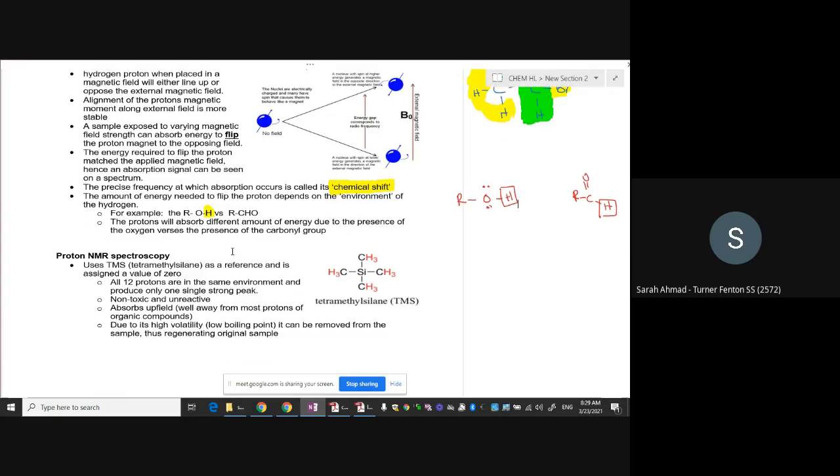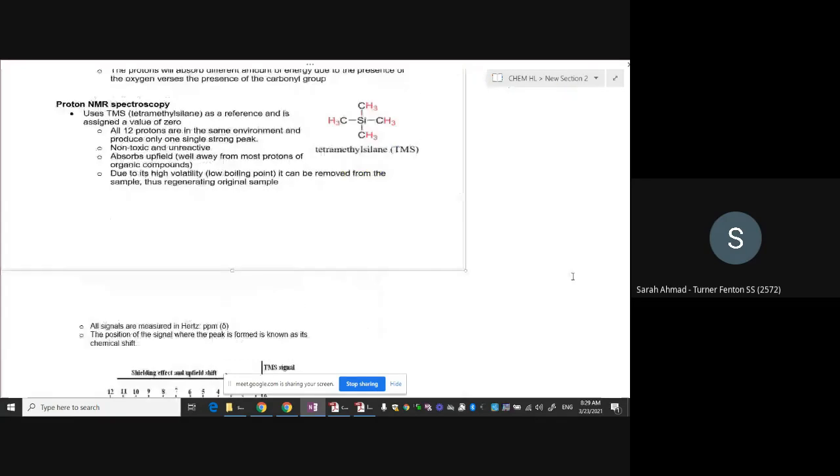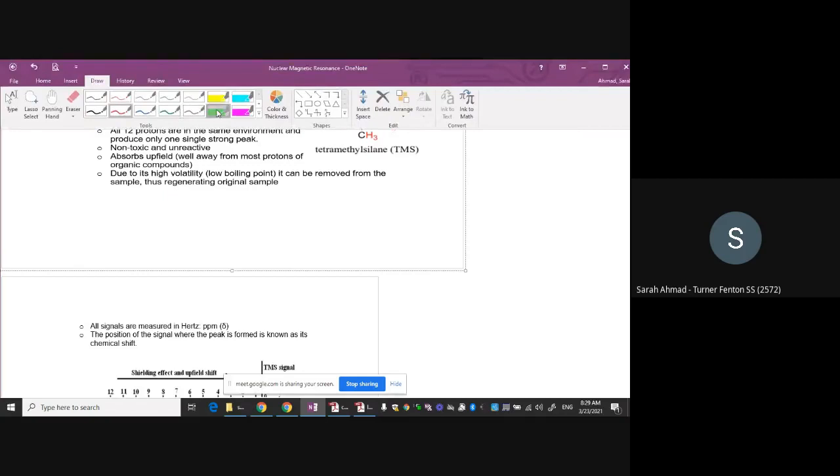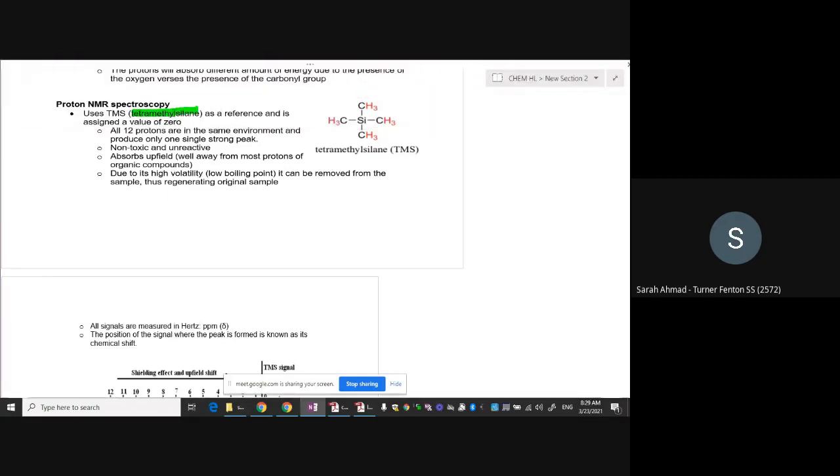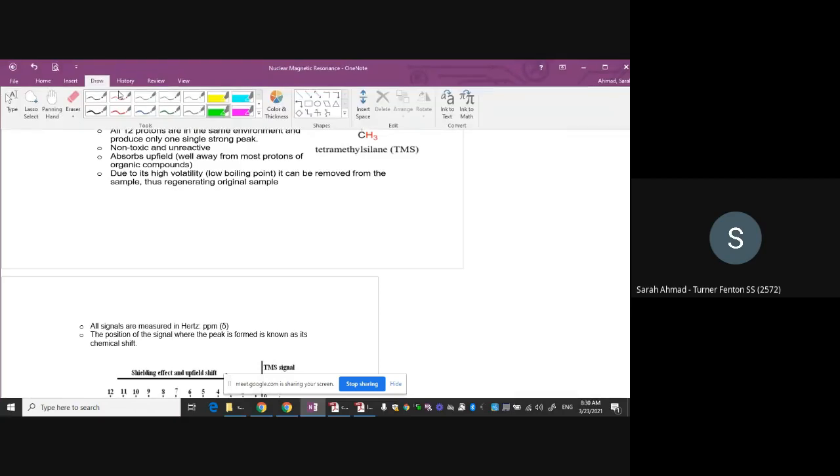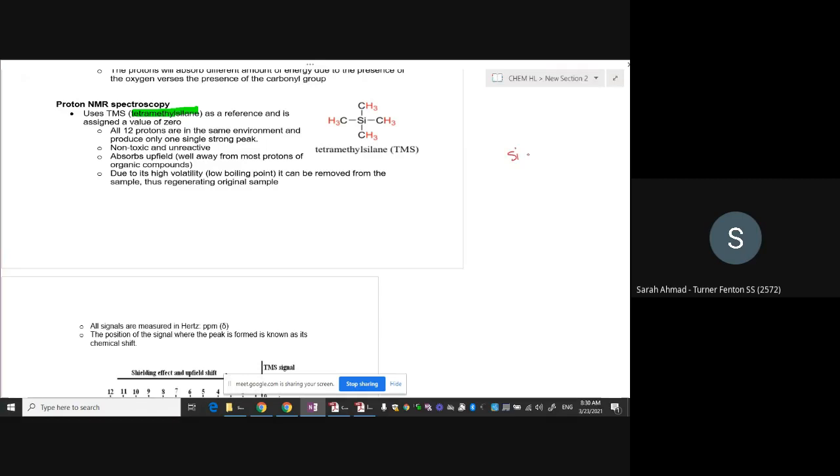So in order for us to be able to measure the chemical shift, we need a reference point. Okay. So in NMR, the point of reference is tetramethylsilane, which is right here. So what they've done is they've used a molecule in which, first of all, the carbons do not interact with each other, or they don't influence each other. Okay? Because they're not next to each other.